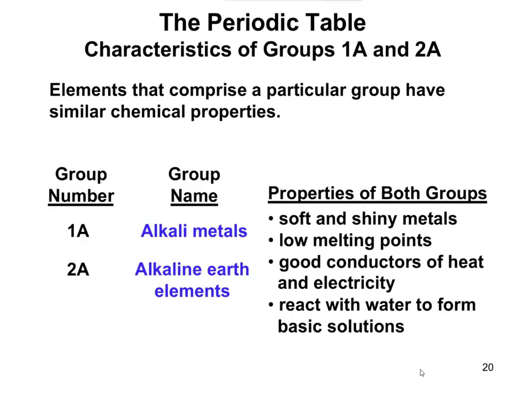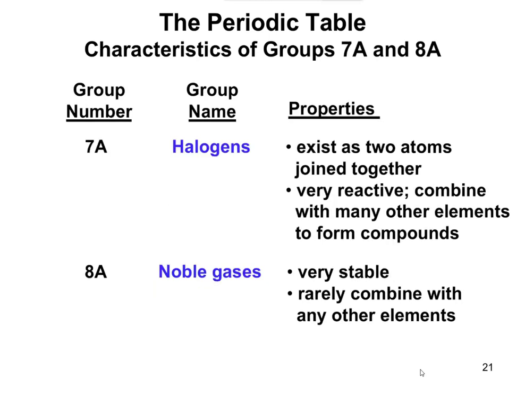Groups 1A and 2A, those two on the left side of the periodic table, are referred to as alkali metals and alkaline earth elements. You don't need to know those names. Just know that they're metals and they have properties characteristic of metals, like they're solids, and they're good conductors of heat and electricity. So that's really all you need to know about those for now.